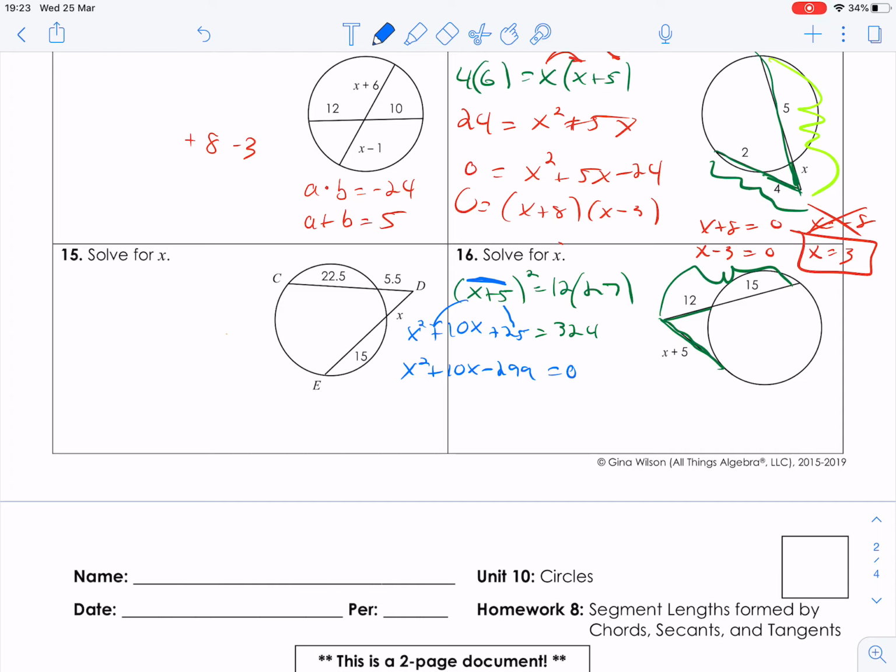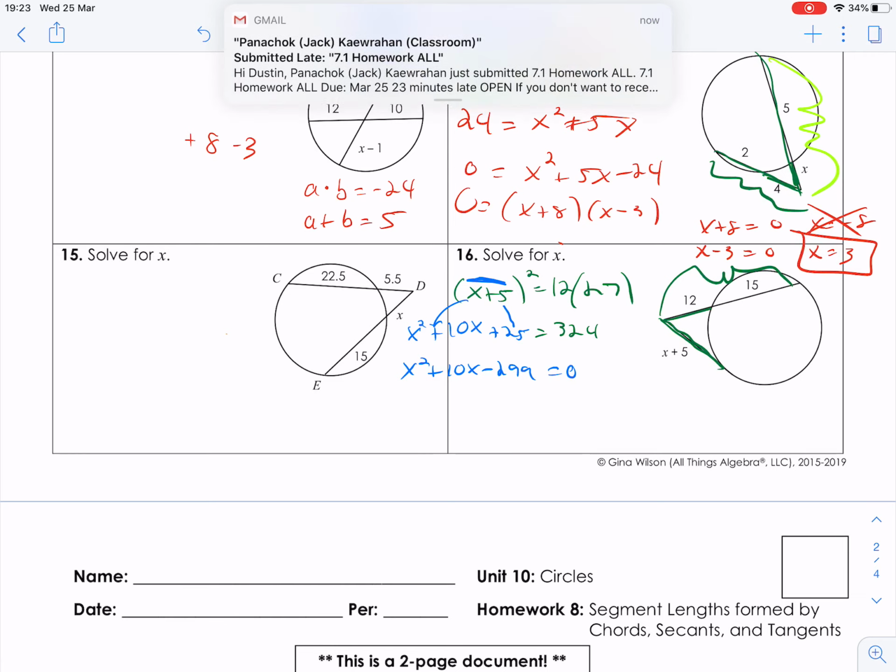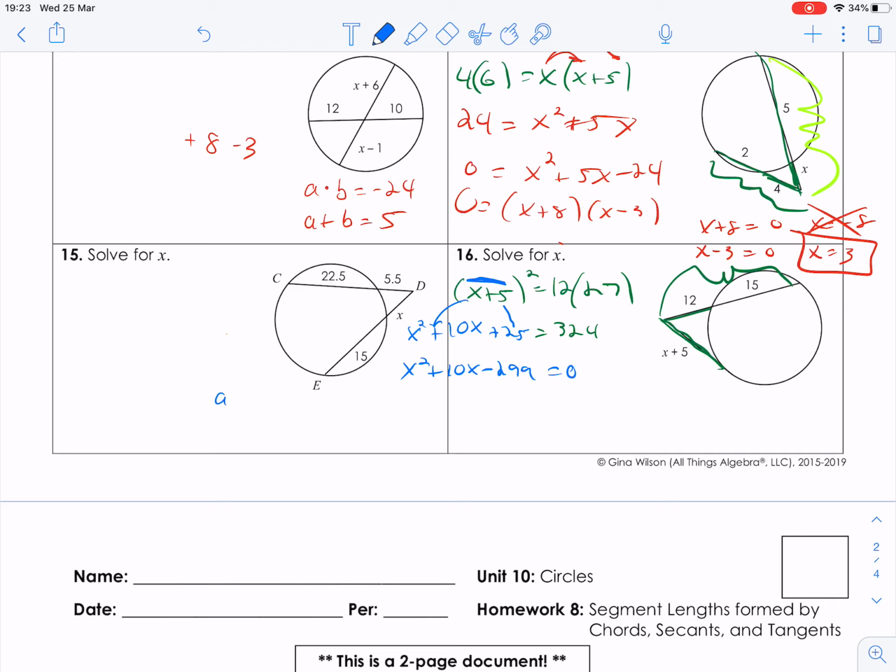Wow. So we could always use the quadratic formula if you remember it, but there is a factor here. It's going to be two numbers that multiply to give us negative 299 and add to 10. And I see them as negative 23 and 13. Yeah, there we go. 23 and 13. This one must be positive for us to get a positive 10. So we get x plus 23, x minus 13 equals 0.